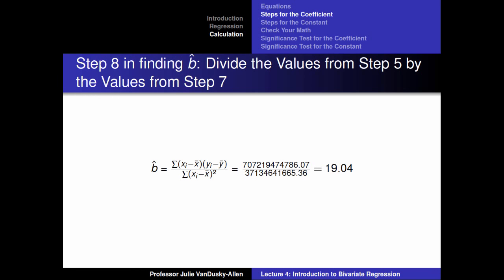The last step in calculating b hat is dividing the values from step 5, the numerator, by the values from step 7, the denominator. 707,219,474,786.07 divided by 37,134,641,665.36 is 19.04. So our slope or coefficient b hat is 19.04.